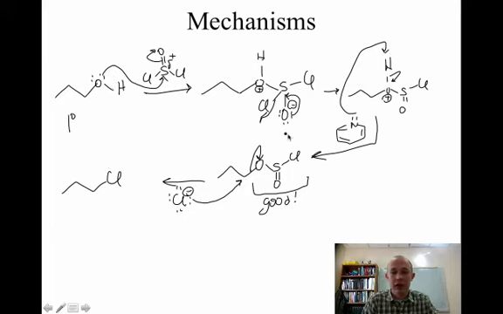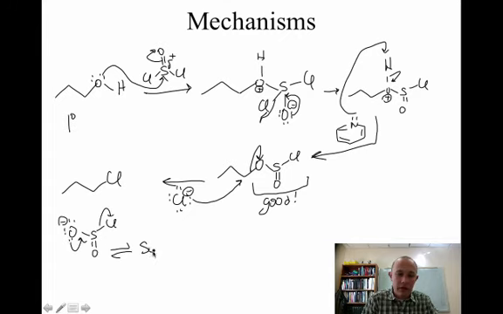We also have a good leaving group, so we have an O, S, double bond O, Cl. This is resonance stabilized. And this can also continue to react to give sulfur dioxide gas plus chloride ion, and this chloride ion could also participate in another SN2 reaction.